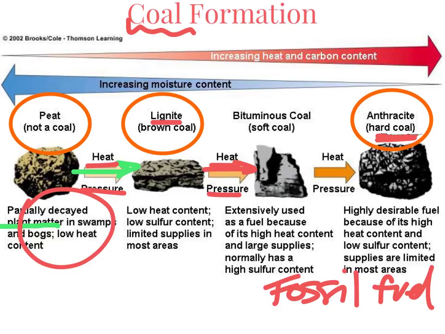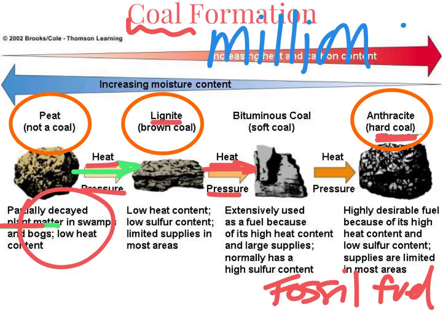So heat and pressure are our key terms as organic plant matter is stored underground over millions of years. We're talking millions of years. That plant material then can become usable fossil fuels or coal.